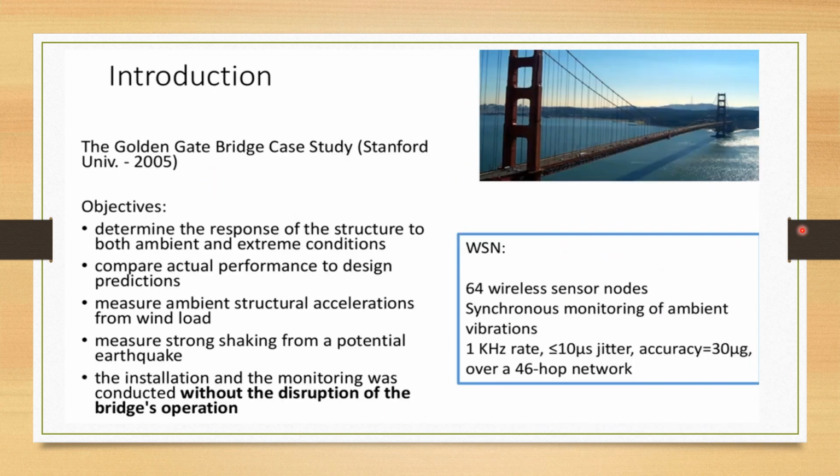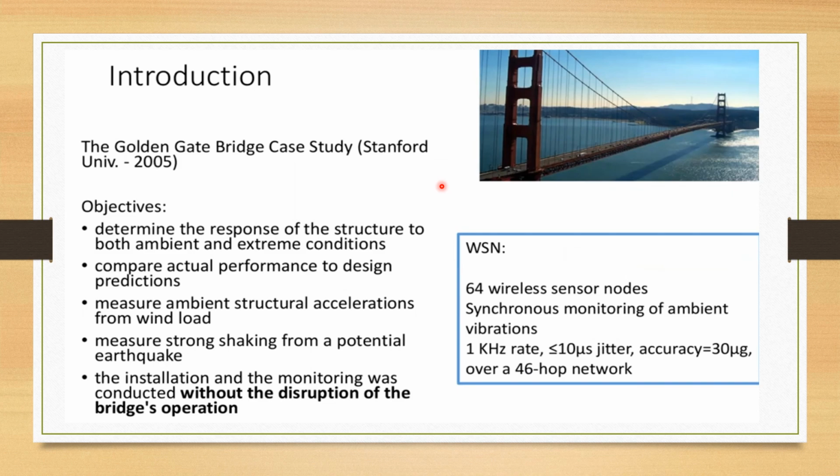Along with the applications, today I've brought two case studies. The first case study is on the Golden Gate Bridge. On the right side corner you could see the Golden Gate Bridge. Here the case study is about monitoring the health of the bridge. The members from Stanford University, during the year 2005, performed this case study with the help of 64 wireless sensor nodes. Their main objective was to determine the health condition of this bridge, whether it is able to withstand both the ambient and extreme conditions. So this was the case study, actually speaking.